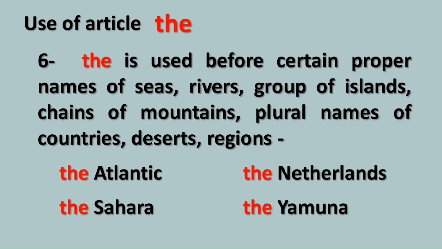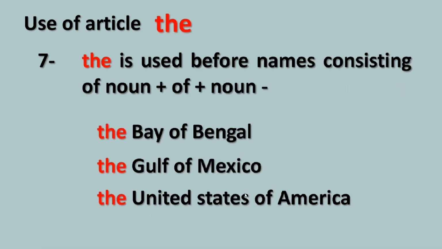The should also be used before certain proper names of seas, rivers, group of islands, chains of mountains, plural name of countries, deserts, regions, etc. Just like the Atlantic, the Netherlands, that is plural name of a country, the Sahara, that is desert, and the Yamuna. So before all this type of word, article the is to be used.